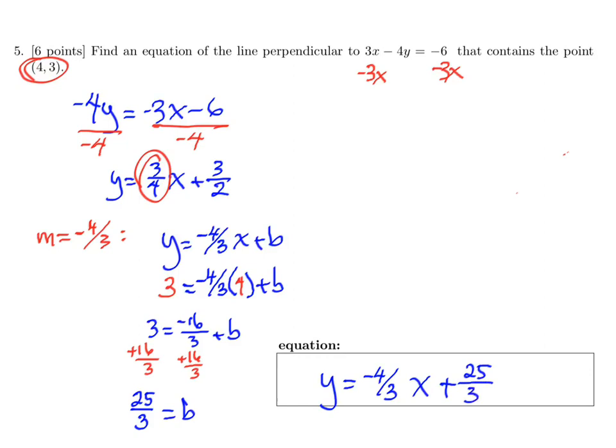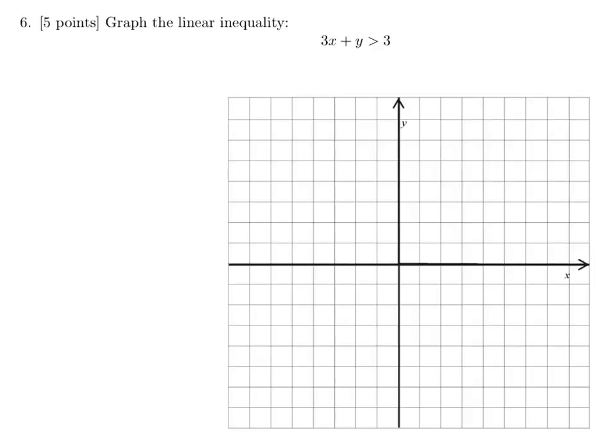All right, let's move on to number 6. So number 6, we have an inequality with 2 variables. 3x plus y is greater than 3, and we're asked to graph it. So these problems require 2 steps. First, graphing the boundary line, and then the second step is shading one side of the boundary line. So we need to figure out which side of our line we're going to shade.